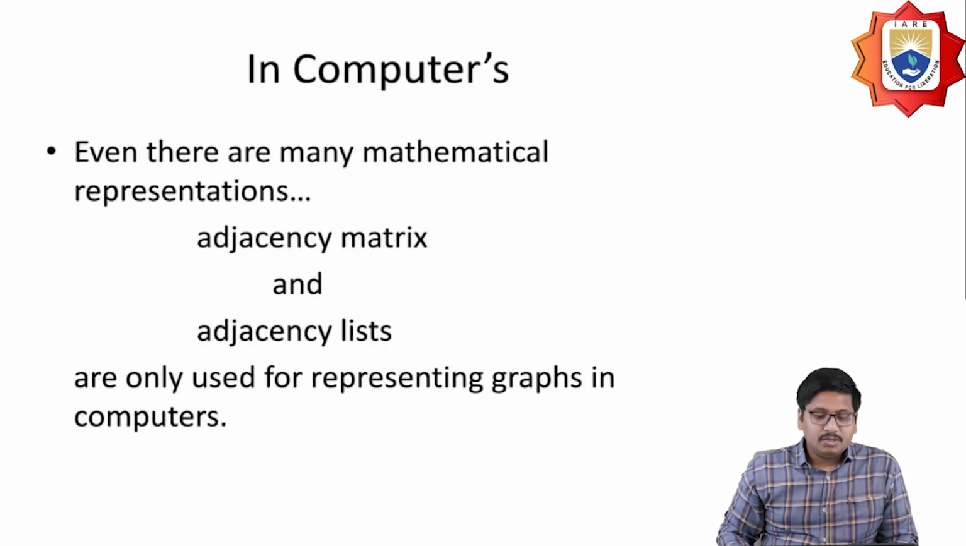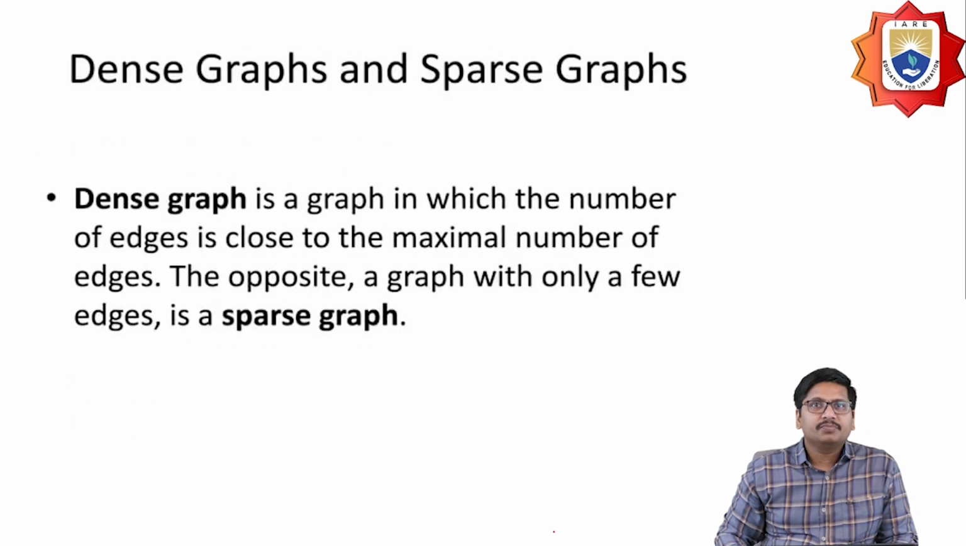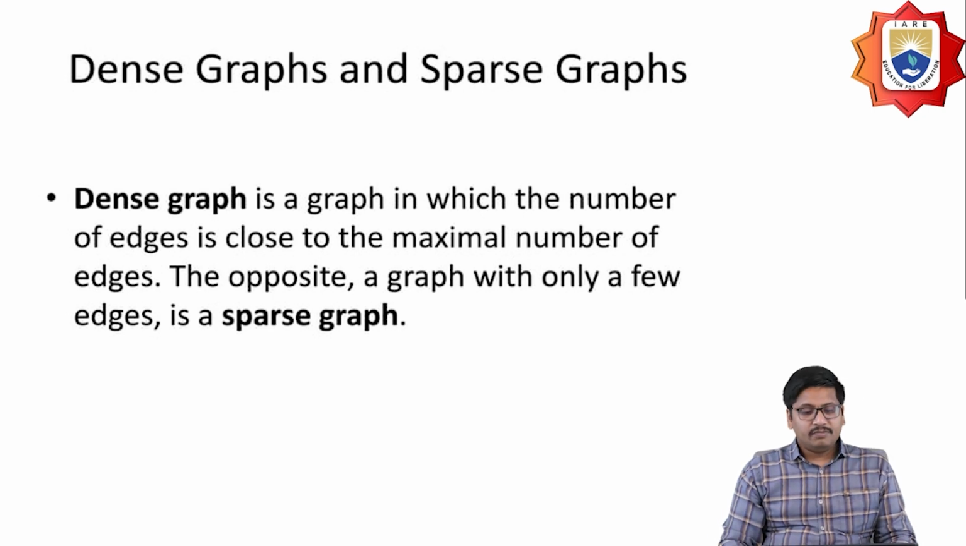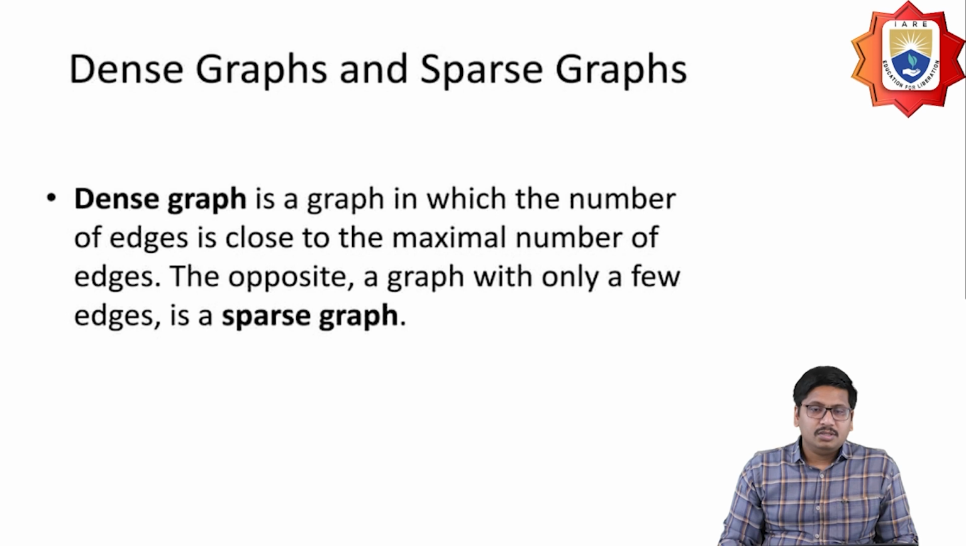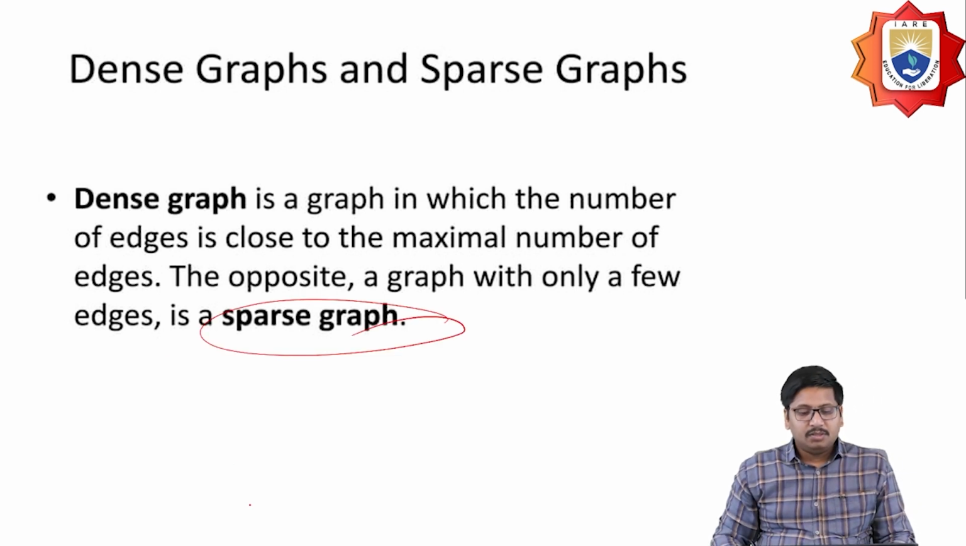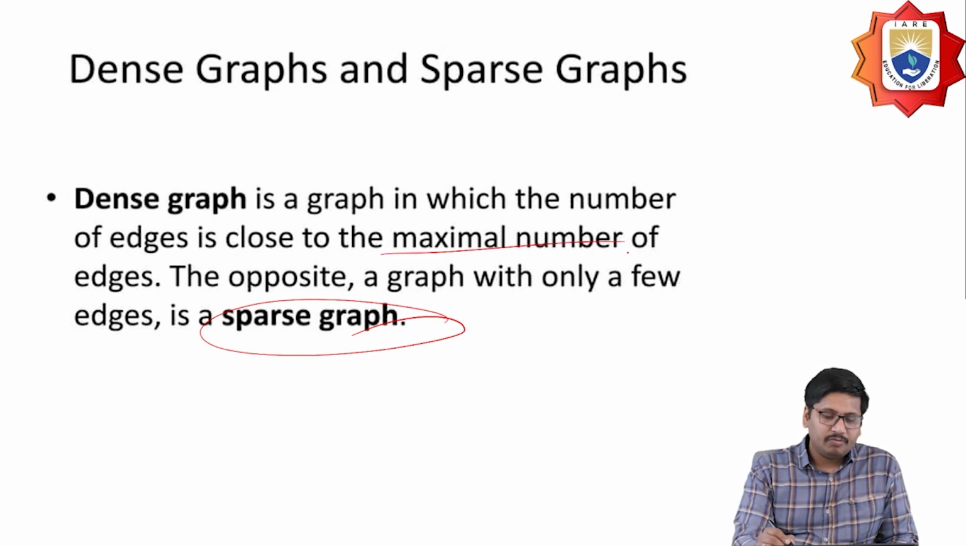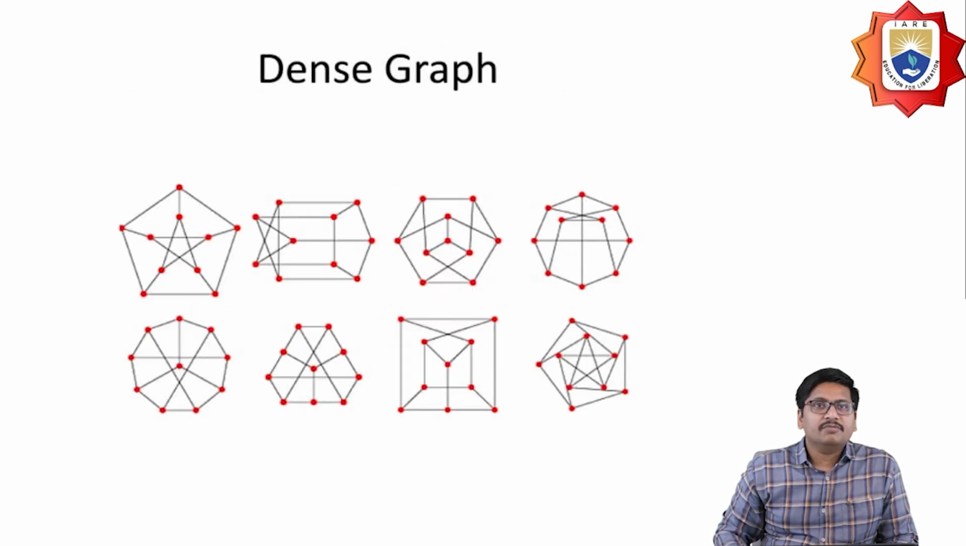So in computers, there are many mathematical representations. The adjacency matrix and adjacency list are commonly used for representing graphs in computers. So what are dense graphs and sparse graphs? A dense graph is a graph whose number of edges is close to the maximum number of edges. A graph with only a few edges is called a sparse graph. So a graph whose number of edges is close to the maximum number of edges is a dense graph. Otherwise, it should be considered a sparse graph.